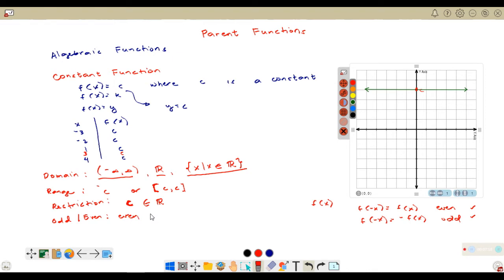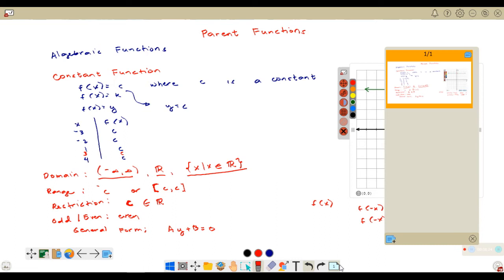Okay? Now, what will be the general form of constant functions? So, the general form is ay plus b is equal to 0. Okay? So, I hope that was clear because this time, we're going to move forward to another algebraic function pa rin. But we're going to talk about the linear function.